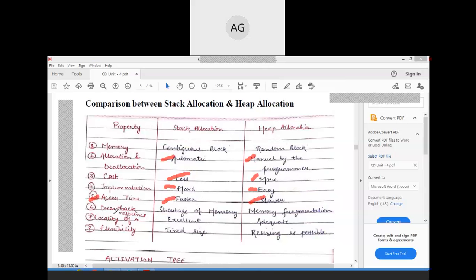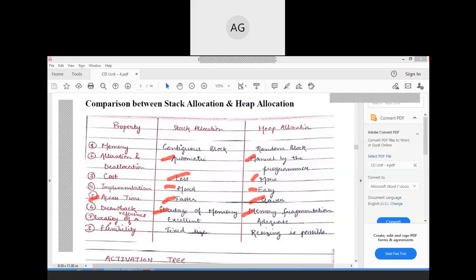Then the sixth property is drawback. In stack, the shortage of memory is there, but in the case of heap allocation, memory fragmentation is there. As you already studied, there are two types of fragmentation in the memory of an operating system. First is internal fragmentation and the second is external fragmentation. So in heap allocation, fragmentation is there.